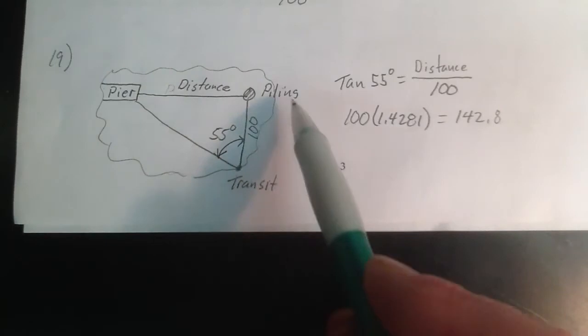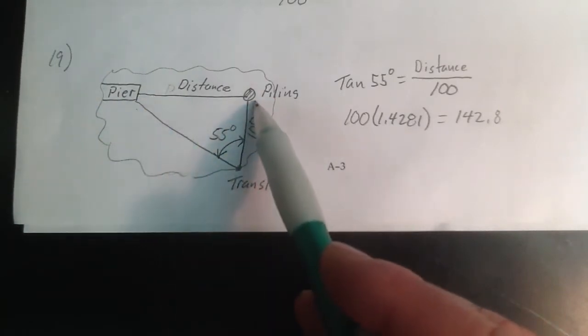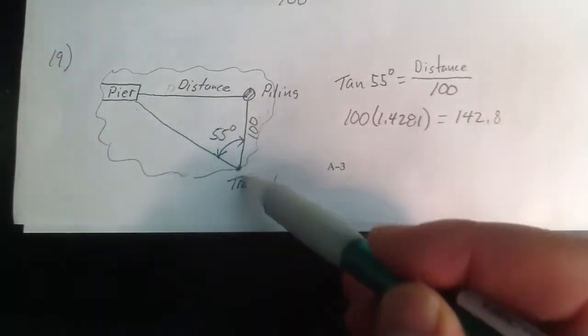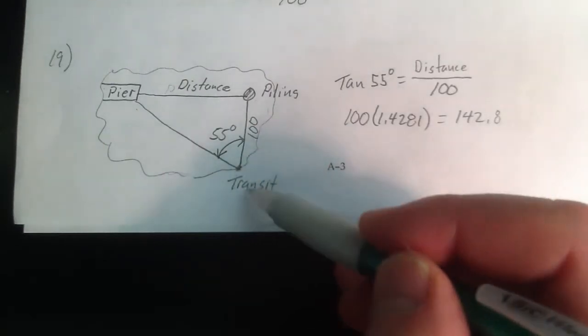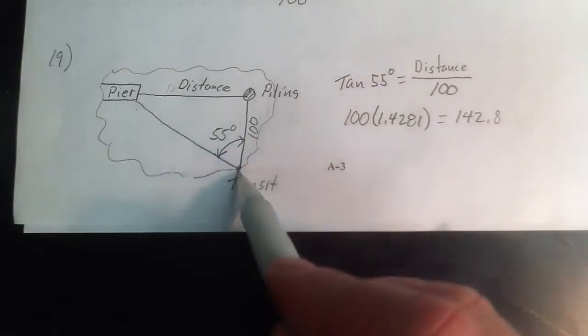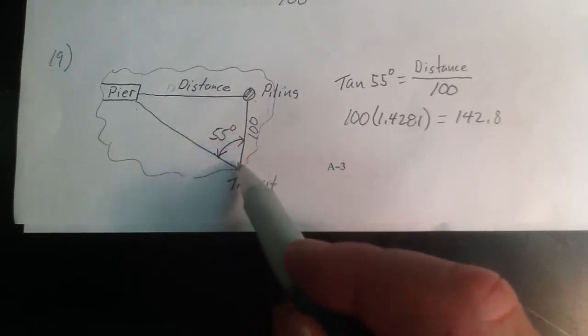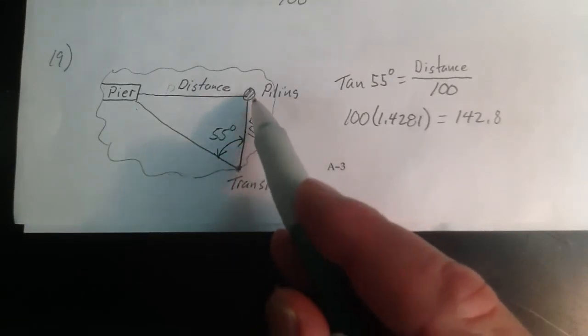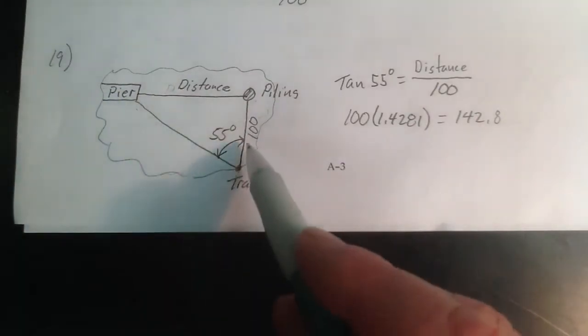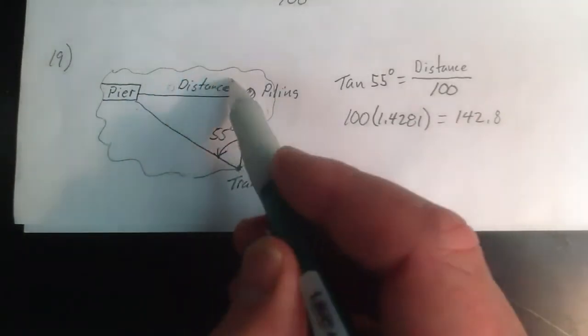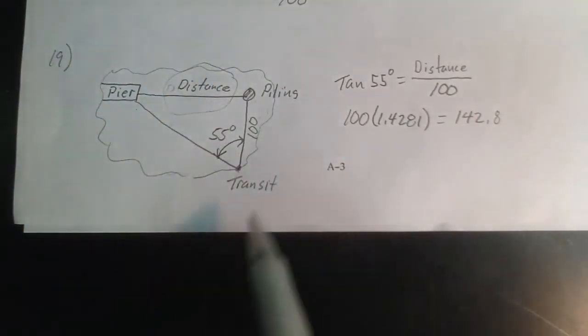Okay, this is the lake. Here's the pier in my lake. Here's a piling in the lake. I'm standing, hopefully on the shore, 100 feet away with my transit. Transit is just an instrument. It's like a protractor on steroids. It's designed to measure angles. And so I can look at my piling, I can look at my pier, and measure an angle of 55 degrees. They're asking us to solve for this distance.